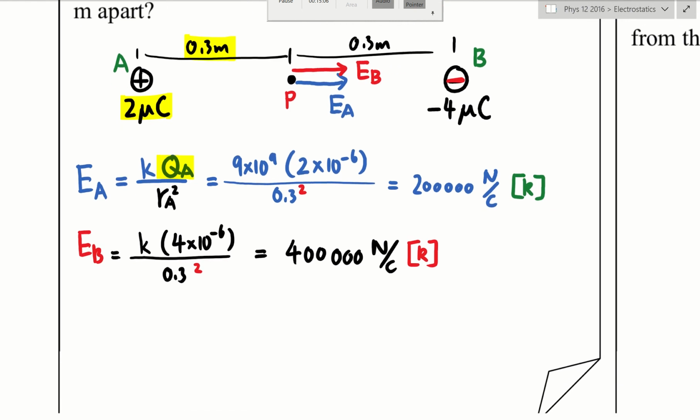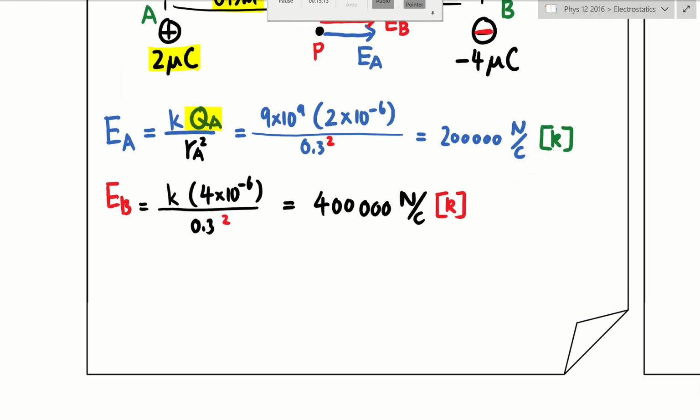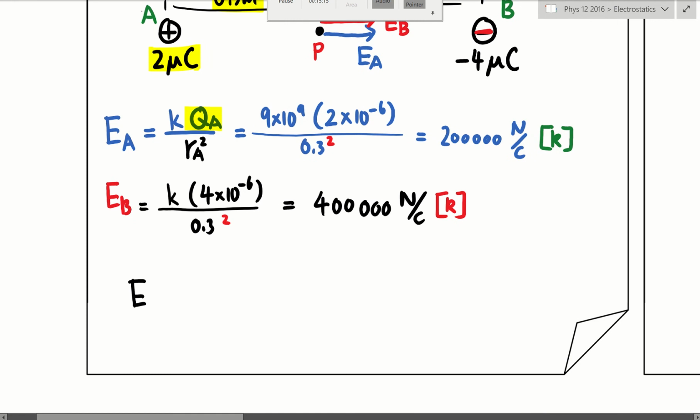Adding them, right? If one points to the right hand side, the other one points to the left hand side, then you subtract the bigger one by the smaller one and then use the bigger one's direction. So the total electric field, right? So we say the total electric field at point P is then equal to EA plus EB, which is 600,000 Newton per Coulomb. So it's not always adding or always subtracting.